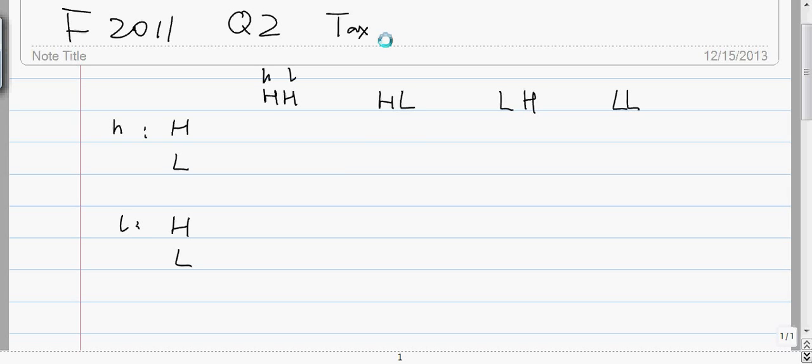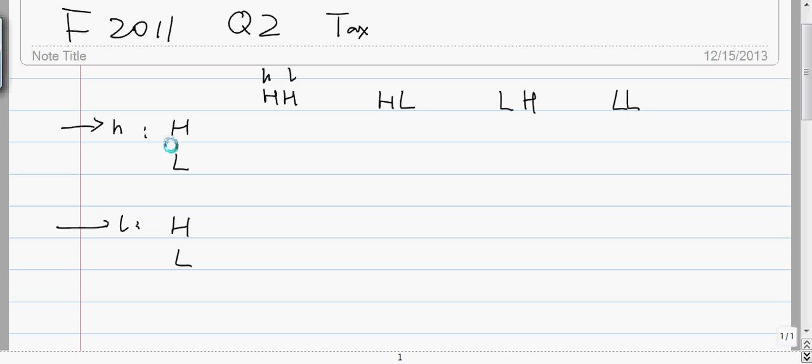So the question I'm doing is 2011 final exam question 2, which is the text question, which is an incomplete information game. So there are two players, and each player has two types. The high income type denoted as a small letter h, and the low income type denoted as a small letter l. So both of them have two actions.